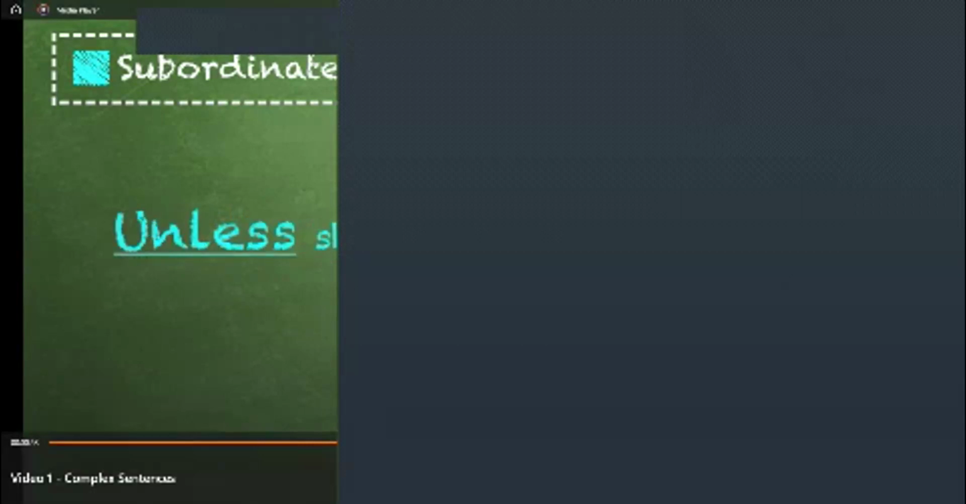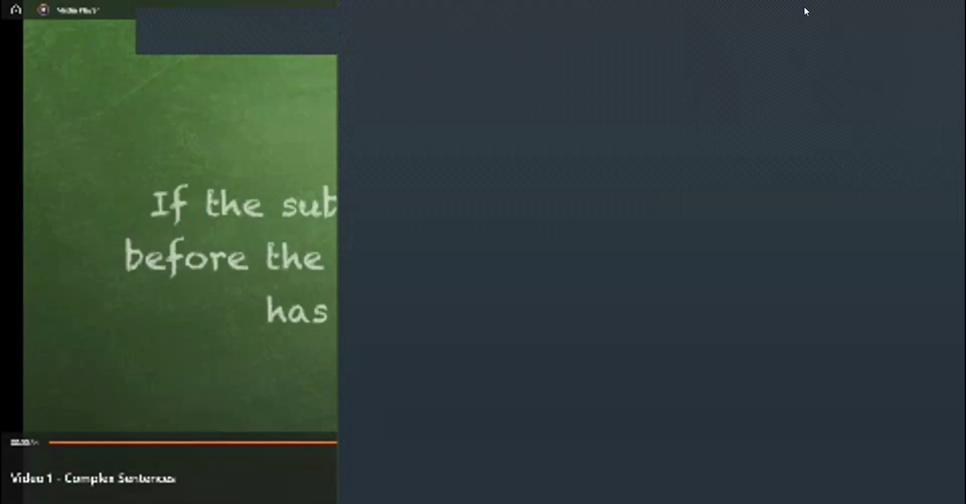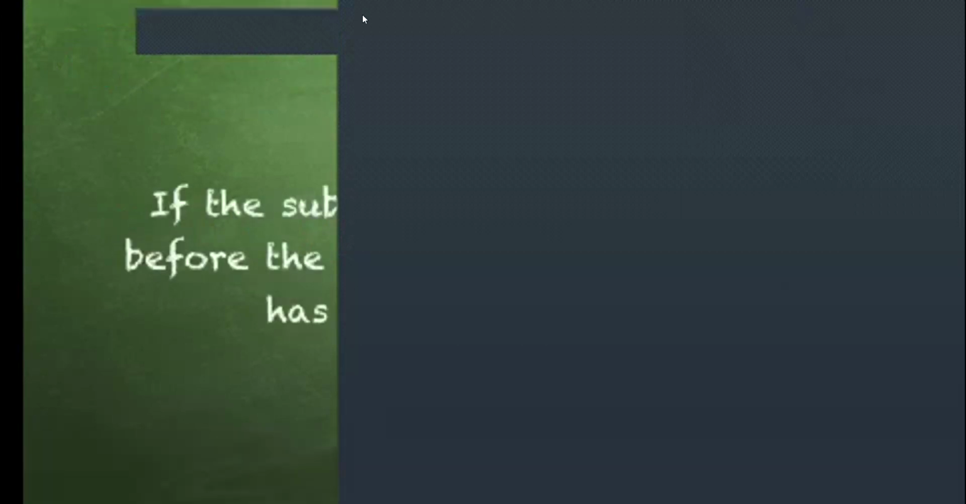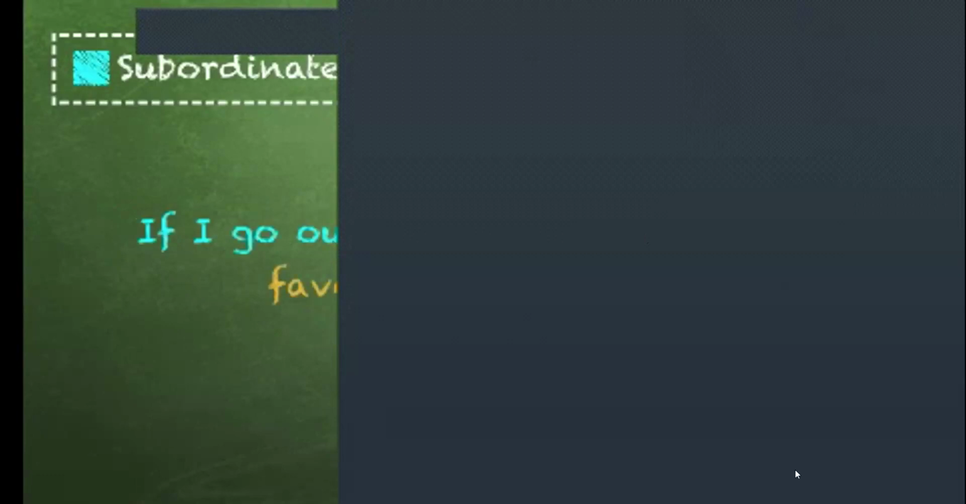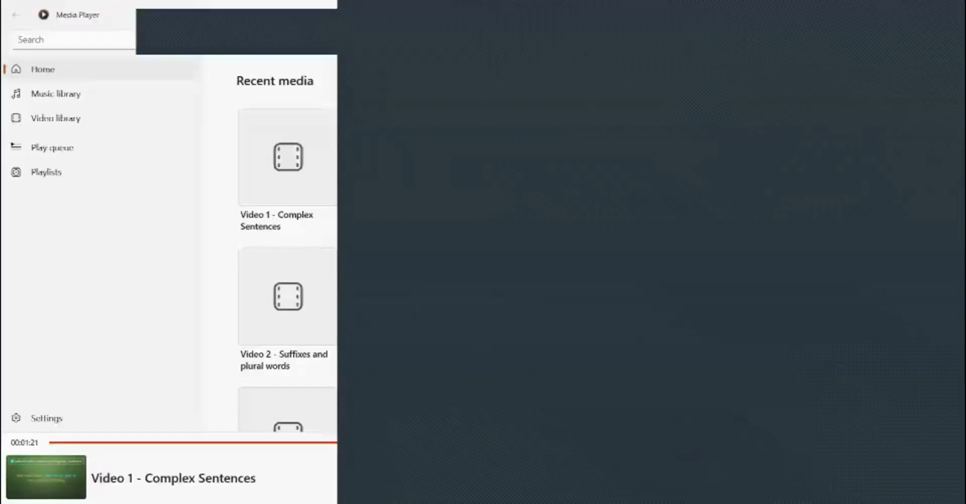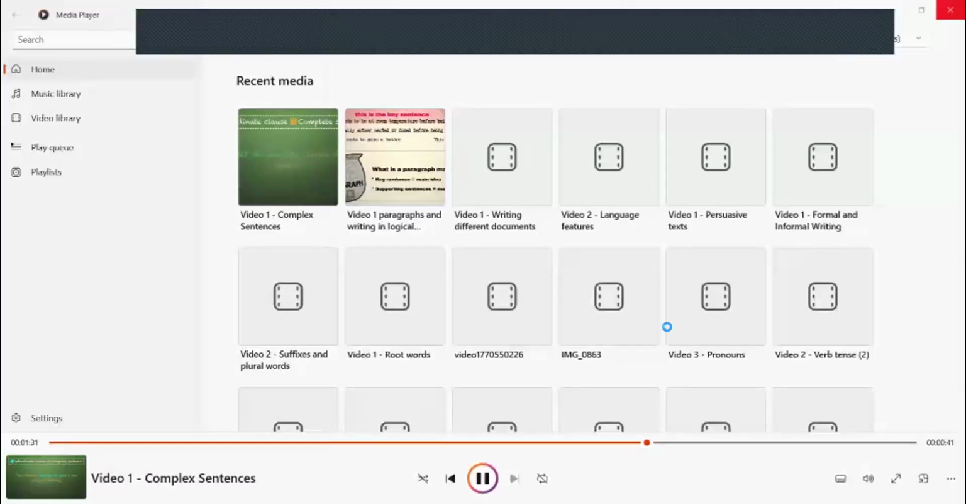If the subordinate clause appears before the main sentence, it usually has a comma after it. If it appears after the main clause, you'll generally not need a comma. The subordinate clause can also appear in the middle of the main sentence. If the subordinate clause provides non-essential information, it's separated with a pair of commas. If the subordinate clause is essential to the understanding of the rest of the sentence, commas are not required.